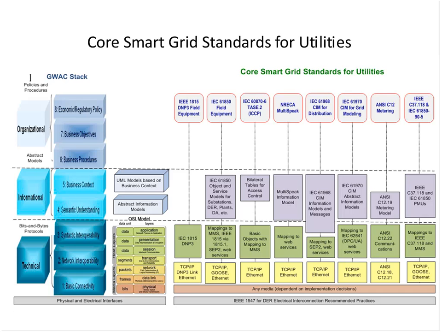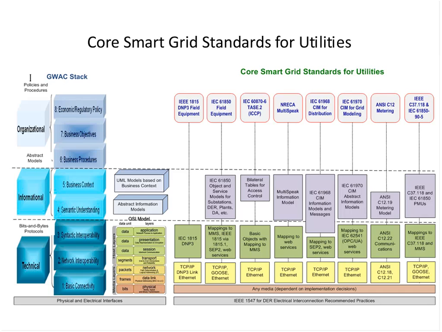61968, as I said, SIM for distribution, and 61970 SIM for transmission. As you can see, all the various layers are defined here. And then you've got the ANSI C12, which is all the metering standard. And as you can see, it has different portions of the C12.XX series depending on which layer you're talking about.